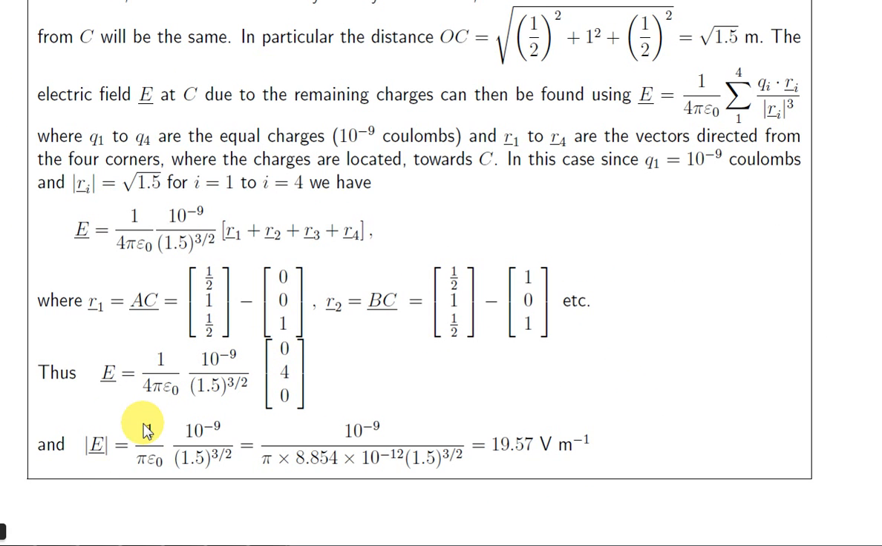How do we get its magnitude? Well, that's easy. We just square the components, add them, take the square root. Well, the x and z components are 0, so they contribute nothing. We just square the y component. So to get the y component, we multiply this by 4. The 4's cancel out here, as you can see. We square it and then take the square root, but that doesn't do anything. So we end up with 1 over pi epsilon 0 by 10 to the minus 9 over 1.5 to the power of 3 halves. That comes to 19.57 newtons per coulomb, which is also actually volts per meter.